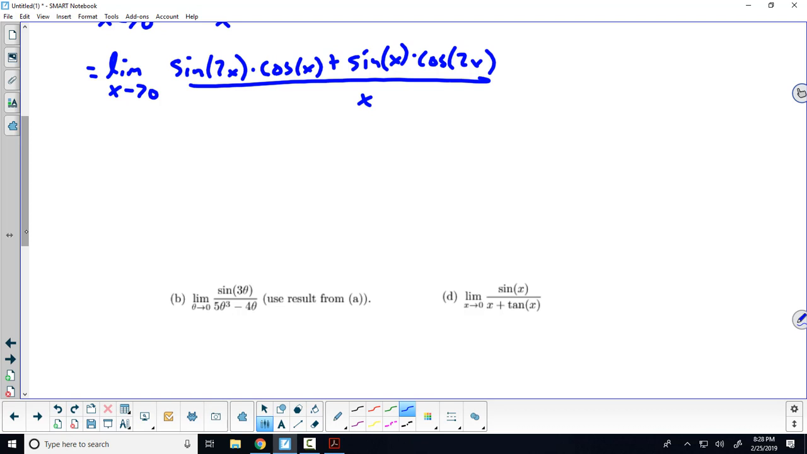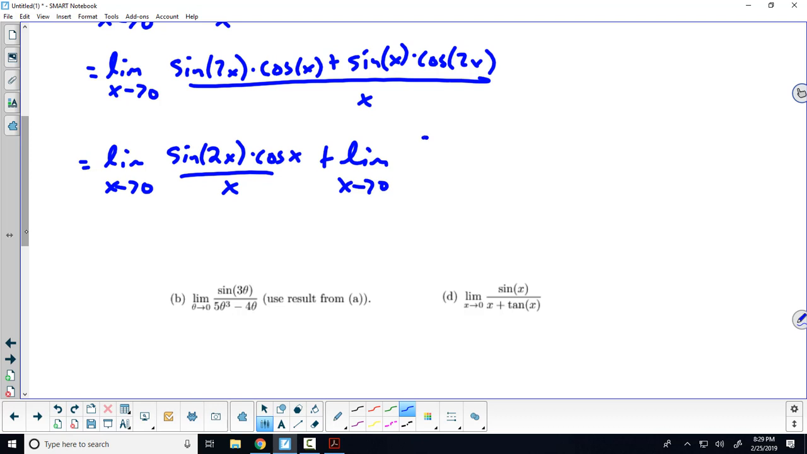Now what can I do? Well, I can rewrite this as the limit as x approaches 0 of the sine of 2x times the cosine of x over x plus the limit as x approaches 0 of the sine of x times the cosine of 2x over x. I can do that, but I still have one more. So this one has a 2x in it, and it needs to be broken down one more time using the sum identity one more time.